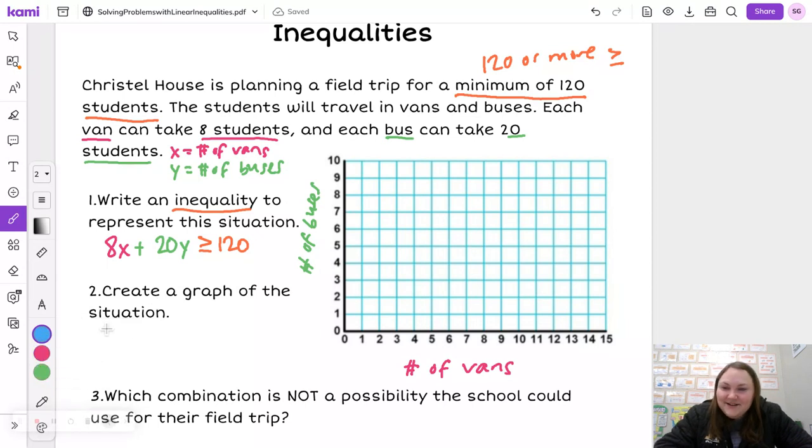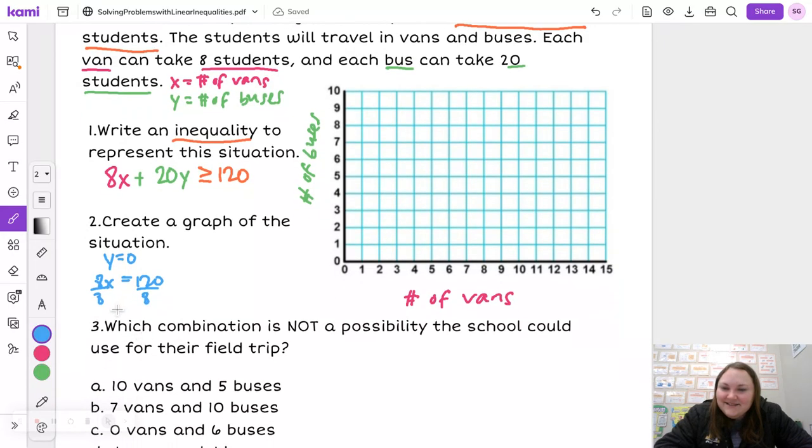So if I let y equals 0, that would give me 8x equals 120, and so then when I solve that, I get x equals 15. So I have an x-intercept at the number 15, which is right here at the end. And then when I let x equals 0, that gives me 20y equals 120. And then when I divide both sides by 20, we have a y-intercept at 6. And so that gives me a y-intercept right there at 6.